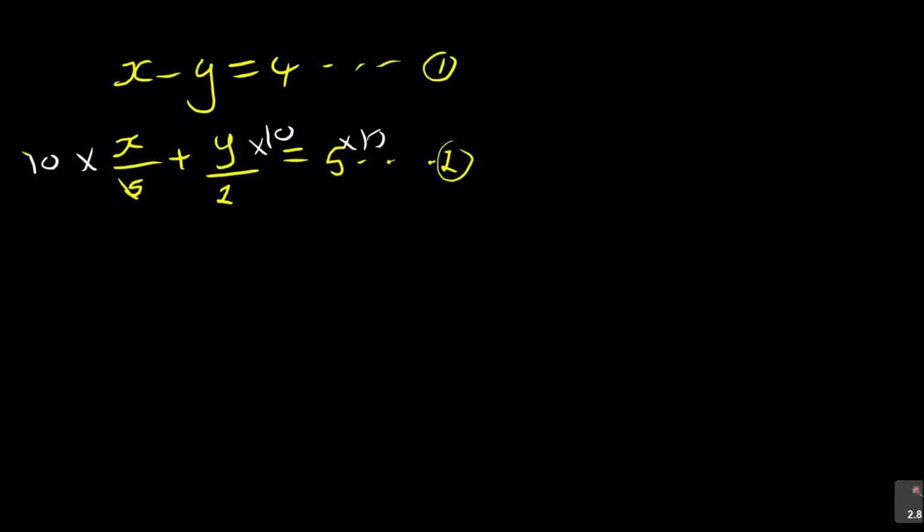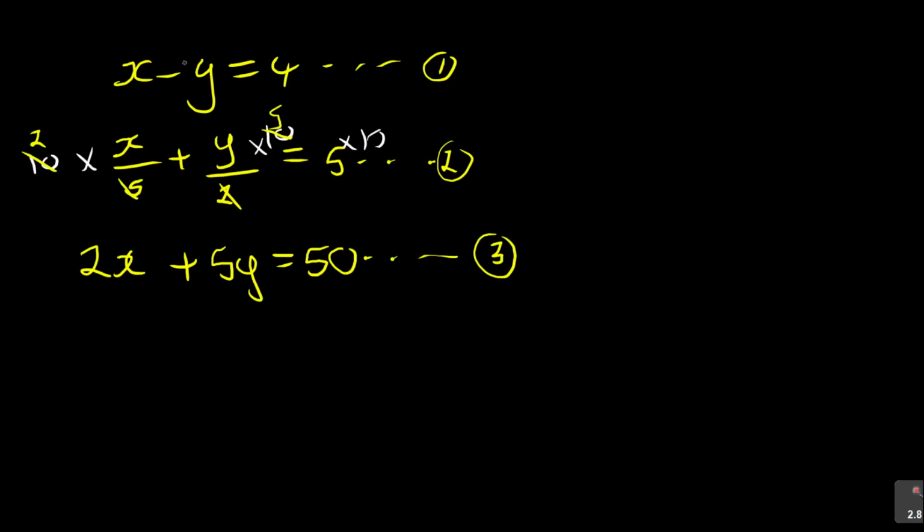So 5 into 10 is 2. So what do you have? You've got your 2x plus 2 into 10 is 5, so it's 5y is equal to 5 times 10 is 50. Okay, we can call this our equation 3. Then let me bring equation 1, which is x minus y is equal to 4. This is equation 1.